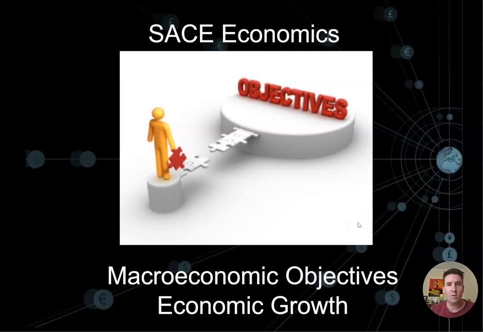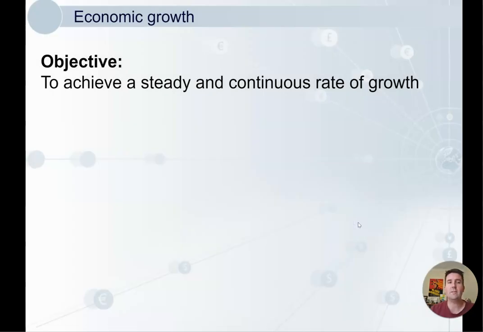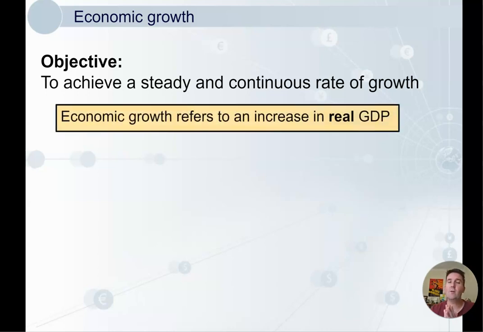Hey everyone, welcome to a video on our second macroeconomic objective, which is economic growth. So here is our objective. We want a steady and continuous rate of growth in the economy. What is economic growth? Well, that refers to an increase in real GDP. Now we're going to get to what makes it real soon, and we will learn what GDP is, of course, as well.